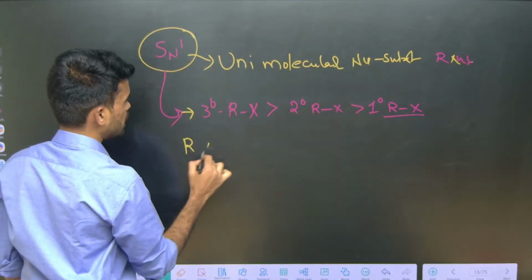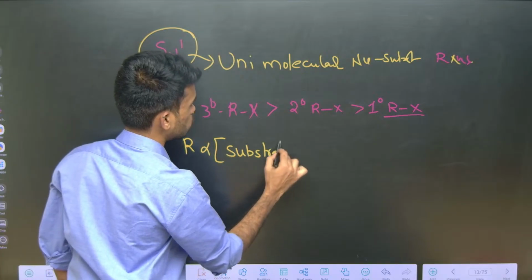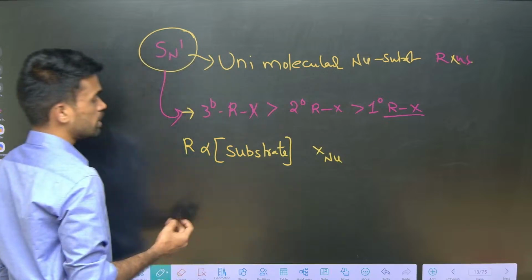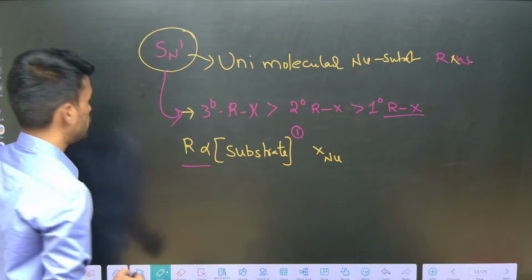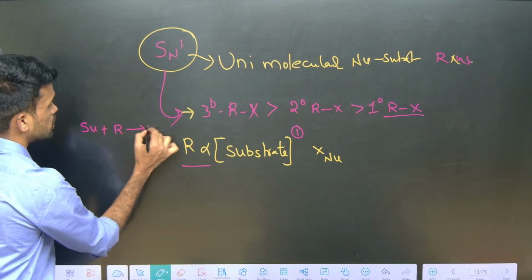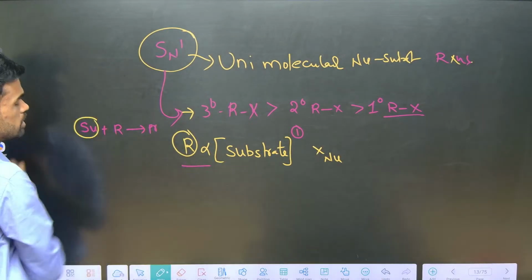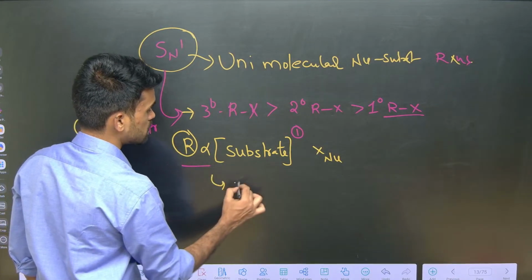The rate of reaction depends on the concentration of substrate only, not on the nucleophile concentration. So in the rate equation, only the substrate is involved. During a reaction there will be a substrate and a reagent, forming a product, but the rate of this SN1 reaction depends only on substrate concentration. Therefore it follows first order kinetics.